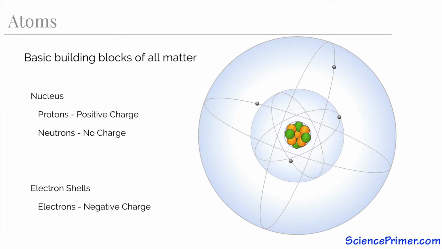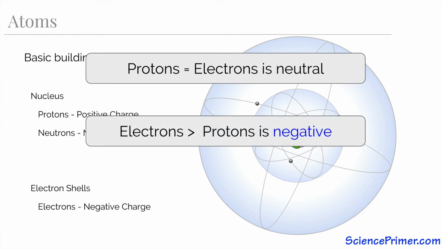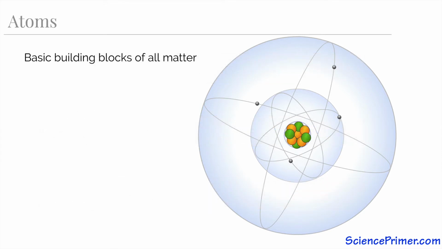The charge of an atom is determined by the number of protons and electrons the atom has. Each electron contributes a negative charge, and each proton contributes a positive charge. An atom with an equal number of electrons and protons has a neutral charge. An atom with more electrons than protons has a negative charge, and an atom with more protons than electrons has a positive charge.